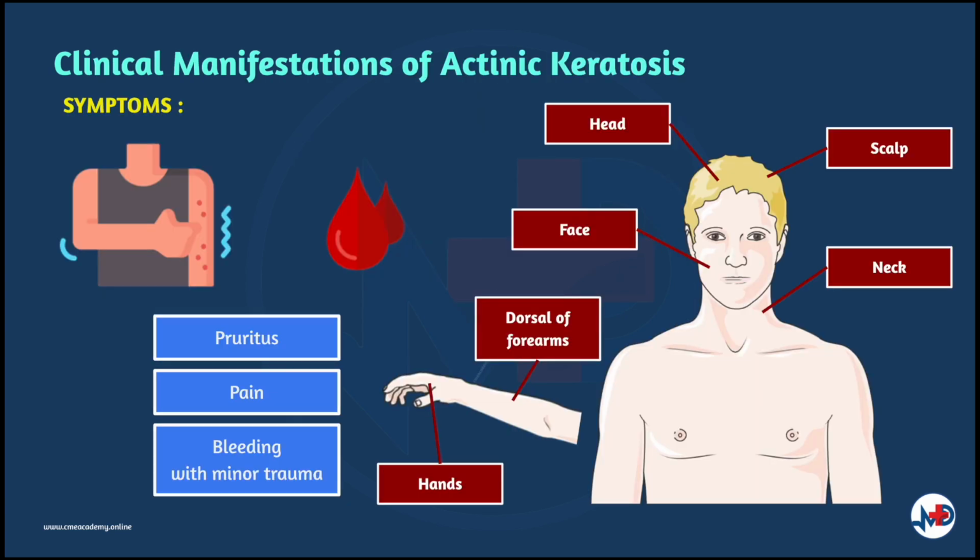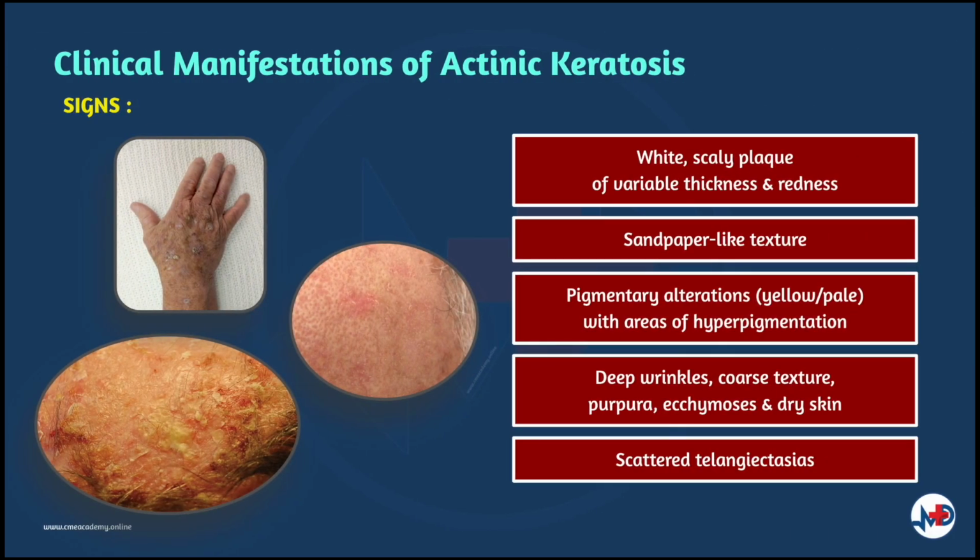Patients commonly complain of pruritus, pain, and bleeding even with minor trauma. The lesions are found on the head, face, scalp, neck, dorsum of the forearms, and hands. Upon examination of the lesion, it has white scaly plugs with variable thickness and redness. The lesion has sandpaper-like texture and pigmentary alterations such as yellow or pale in color, surrounded by areas of hyperpigmentation. The skin is dry with deep wrinkles, coarse texture, purpura, and ecchymosis. Scattered telangiectasia is present too.